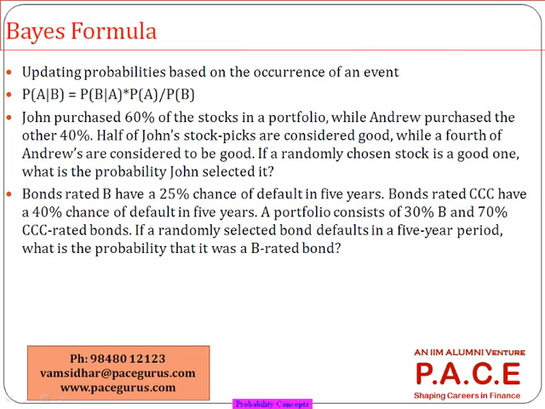John purchased 60% stocks in a portfolio while Andrew purchased the other 40%. So probability of John is 60. This practice is something required. Probability of Andrew is 40. Other 40%. So mutually exclusive and exhaustive. Right? He said other. If he had just said 40, I may not believe that they are mutually exclusive, or I may not believe that they are exhaustive also. Okay. Half of John's picks are considered good.